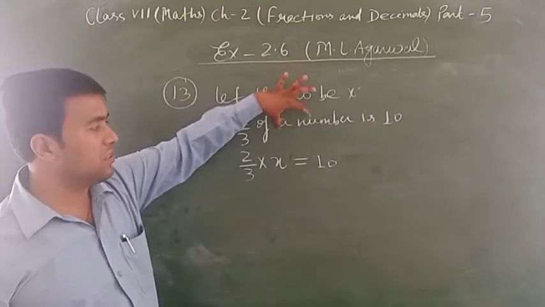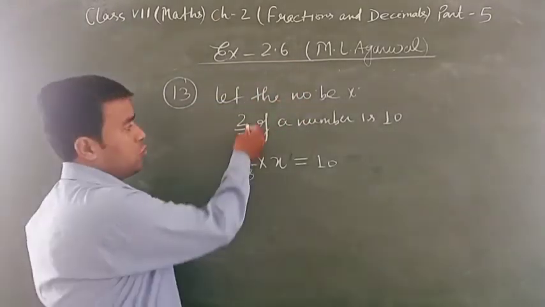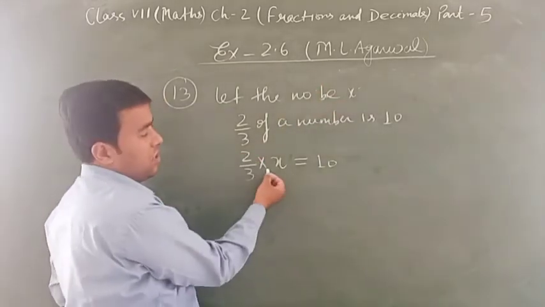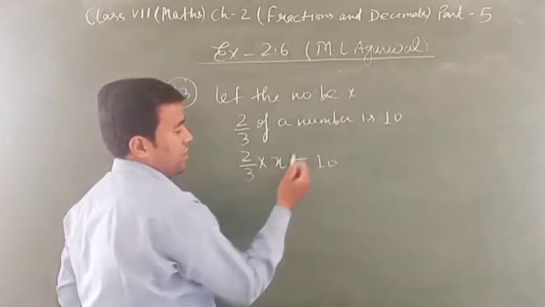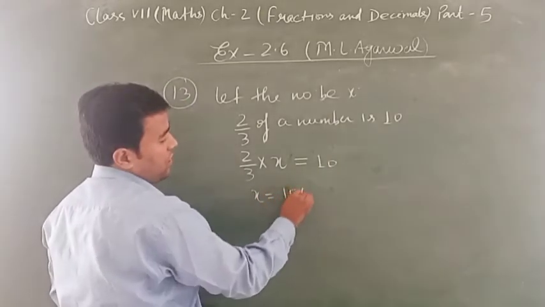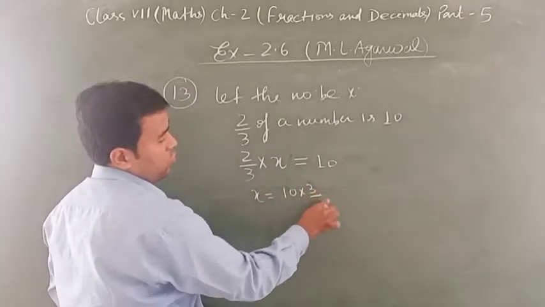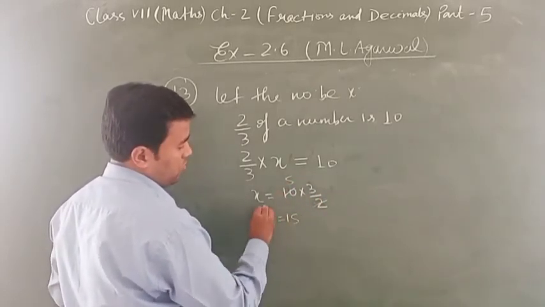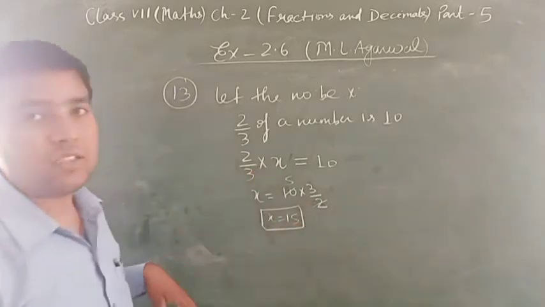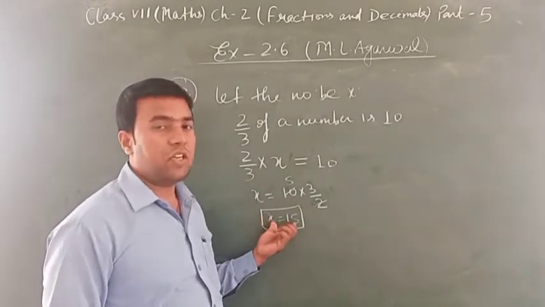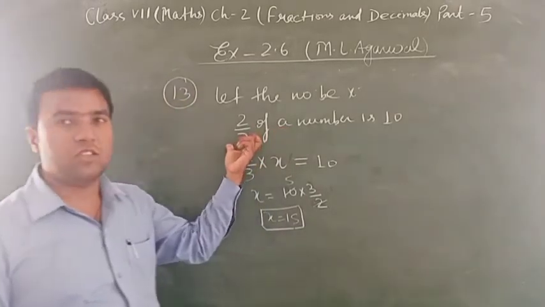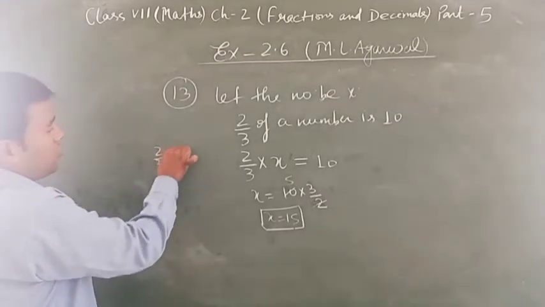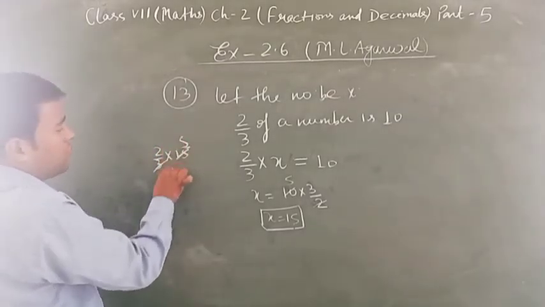This means we first change the question into equation form. 2 by 3 of means multiply. A number means that number you have taken, x. Is means equal to 10. Then x equals 10 into 3 by 2. 2 fives are 10, so x equals 15. From 15, when you multiply by 2 by 3, you get 10. I can prove it. 2 by 3 into 15: 3 fives are 15, 5 twos are 10.